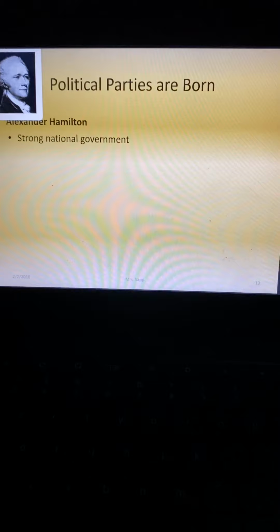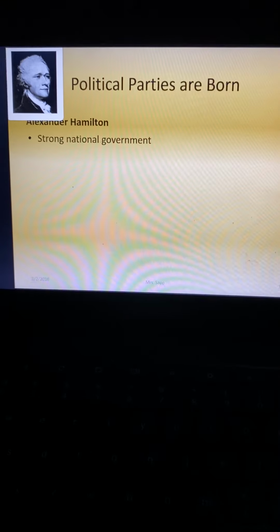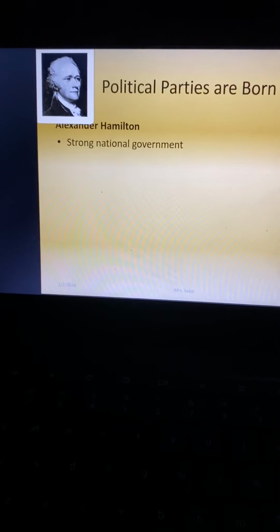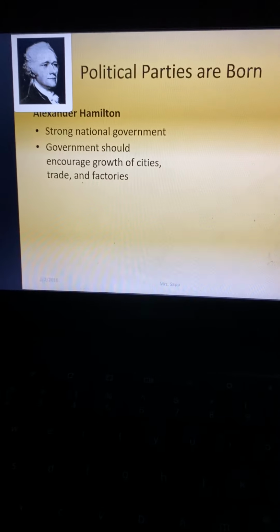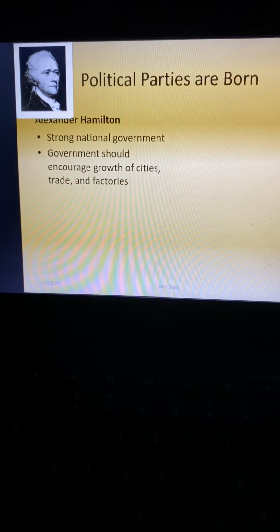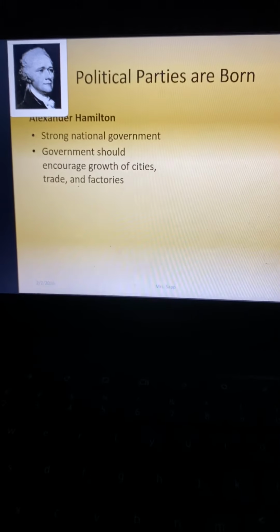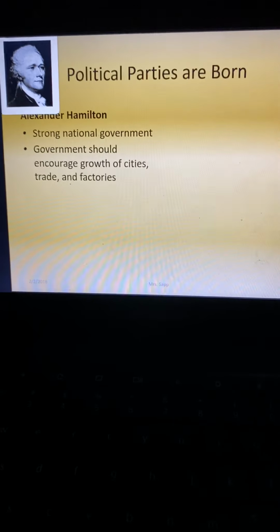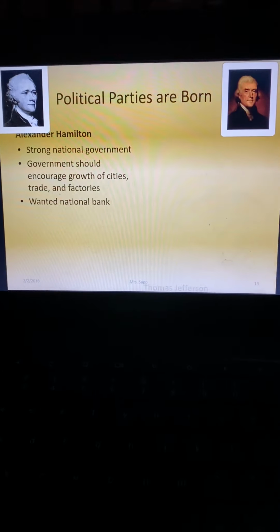So, Alexander Hamilton believed in a very strong national government. He also believed that growth of cities and trade and factories and all that would be very important. Obviously, economics, right? Making money. And he wanted a national bank.